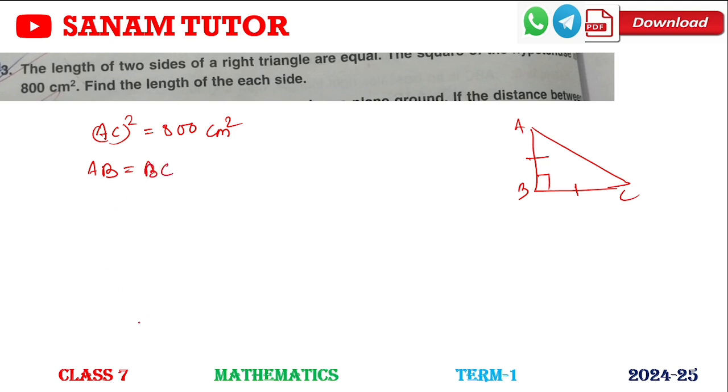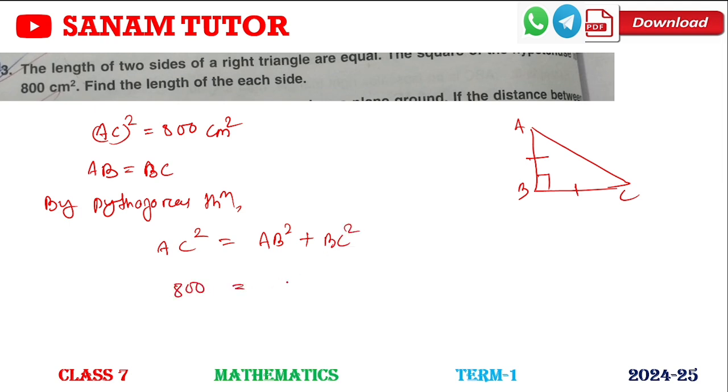Okay, so write down. We know that by Pythagoras theorem, we can write hypotenuse square must be equal to the sum of the squares of the other sides, that is base square plus perpendicular square, that is BC square. So put the value, that is 800 equal to AB square plus BC square. You can write AB square plus AB square because AB equal to BC. Yes or no? So 800 is equal to 2 AB square.